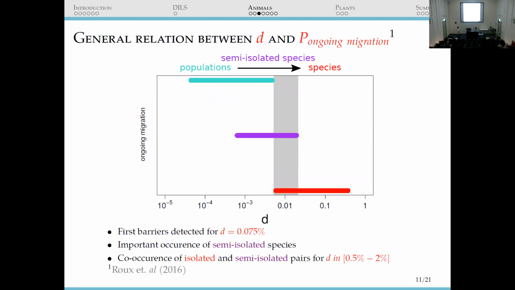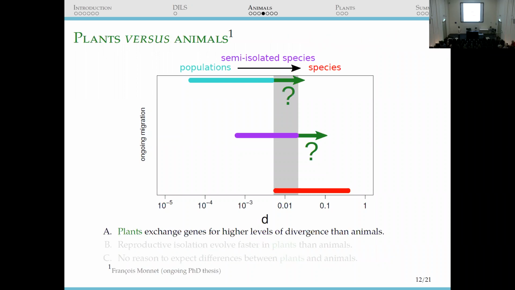So I can summarize this figure like that. Okay. Here we have the populations. Here we have semi-isolated species. And here we have fully isolated species. And now I want to study the plants. Is it different or not? So we can have different expectations. Either plants exchange genes for higher levels of divergence than animals. In this case, actually plants exchange genes more easily, we would expect a kind of decay here. We would expect populations until higher levels of divergence for plants. We would expect more semi-isolated species.